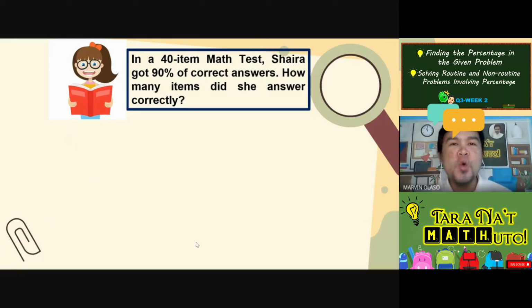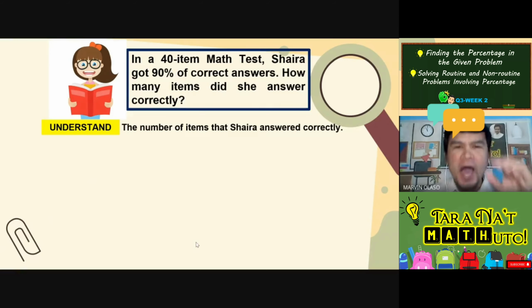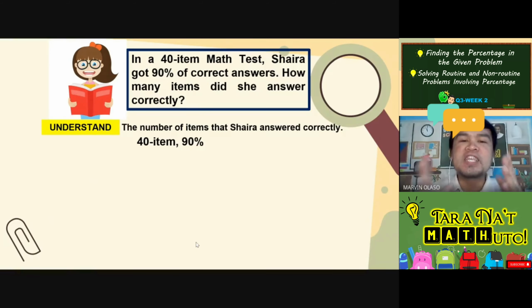Again, let's go back to the four main steps in solving problem. Starting with, let us first understand the problem. You need to understand the problem well. We need to find out the number of items that Shaira answered correctly. Given our 90% correct answer and given also 40 items. So yan yung mga given natin. Ano? Since we have already identified what do we need to solve the problem, so let's plan now what to do. Ano ba ang gagawin natin?